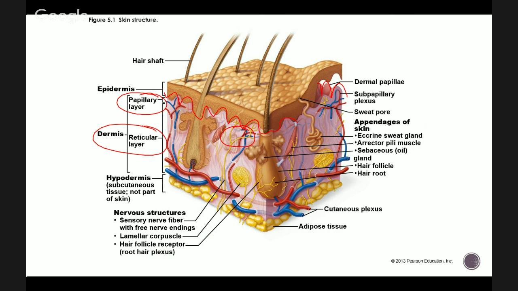Dense, irregular connective tissue is made up of what kind of fibers primarily? Nope. Not mainly reticular. I might see some reticular. Dense, irregular connective tissue. Think about what it does. What is dense, irregular connective? What's a characteristic quality of dense, irregular connective tissue? What about leather?